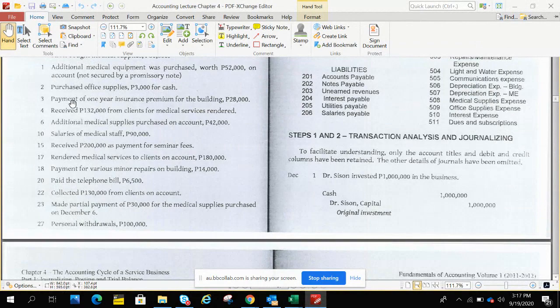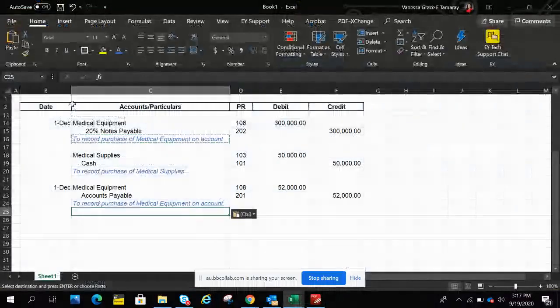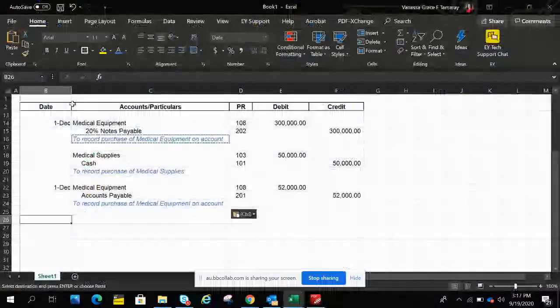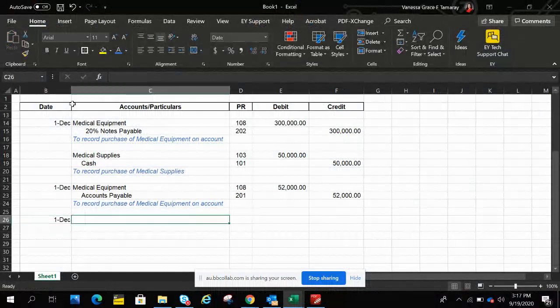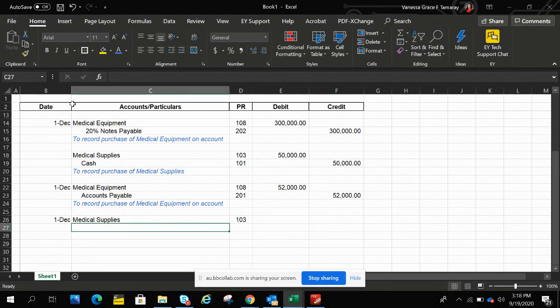December 2, purchased office supplies for 3,000 pesos on cash. December 2, medical supplies. Debit ulit medical supplies because this is an asset. 103. And then credit. Cash kasi nagalit tayo. Mababawasan si cash natin.